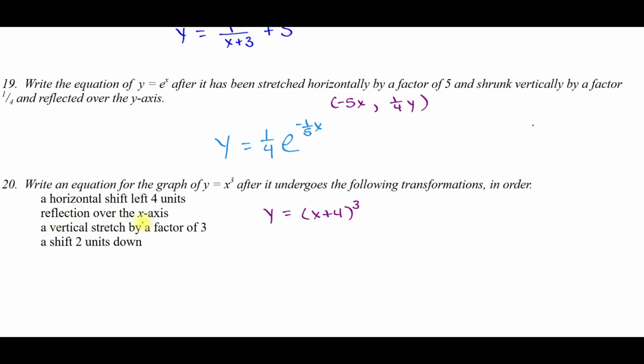We have a reflection over the x-axis. So if I'm reflecting over the x-axis, that's a vertical flip, so we're going to have y equals negative (x plus 4) cubed. Since that's a vertical flip, the negative is going to be outside the basic function. Next, we have a vertical stretch by a factor of 3. So again, since that's vertical, it's going to be outside the basic function, so outside the parentheses, so negative 3 (x plus 4) quantity cubed. And then finally, we've got a shift of 2 units down, so we're just going to subtract 2 to the end of it.